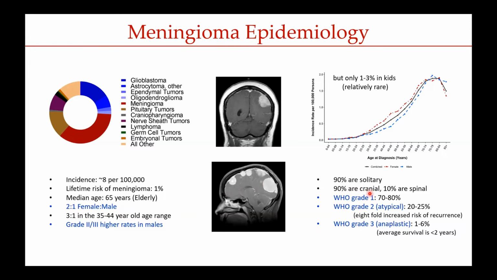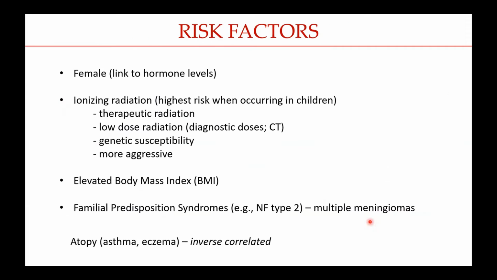We break them down by grade. A large majority of these are grade 1. A smaller fraction, about 20%, are higher grade. And most of them are single tumors, but many of them, roughly 10%, can be multifocal.